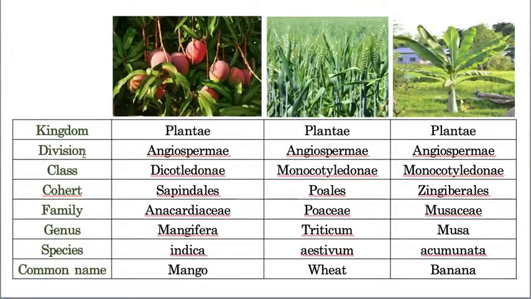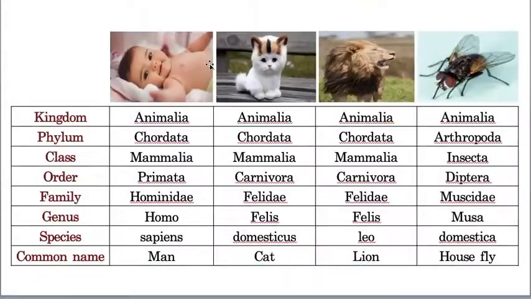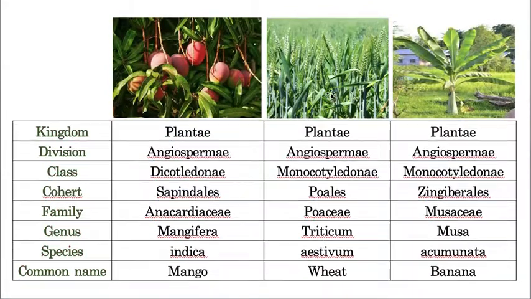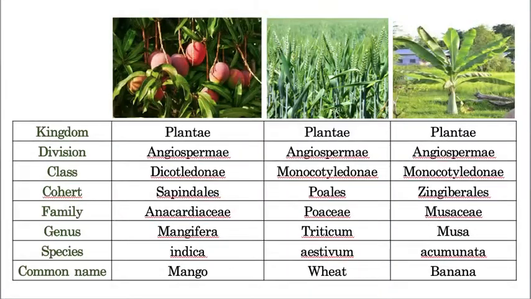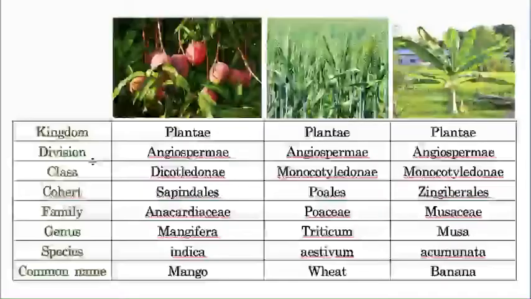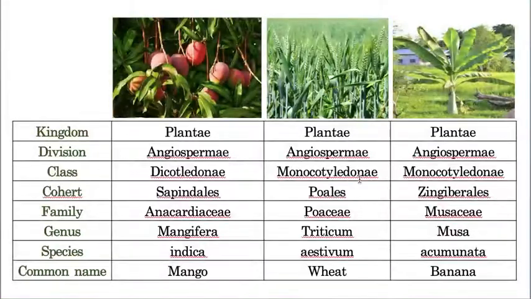Whereas you can see this second example. This is actually a wheat. I'm sorry, this is a wheat plant. Yes, this is a wheat plant. So kingdom is Plantae, division Angiosperm, class is Monocotyledons, and cohort, that means order, is Poales, and family is Poaceae, genus is Triticum, and species is aestivum. So the common name of Triticum aestivum is wheat. Like that, you need to classify various plants.